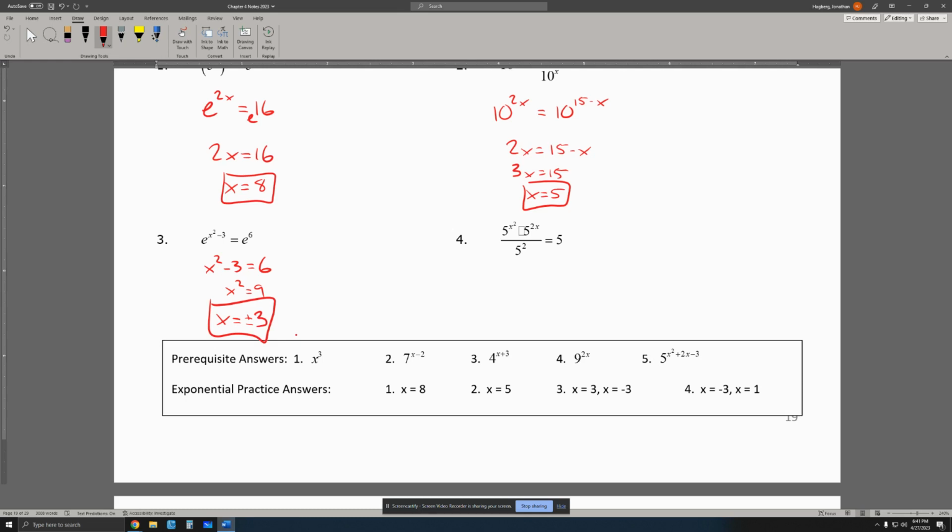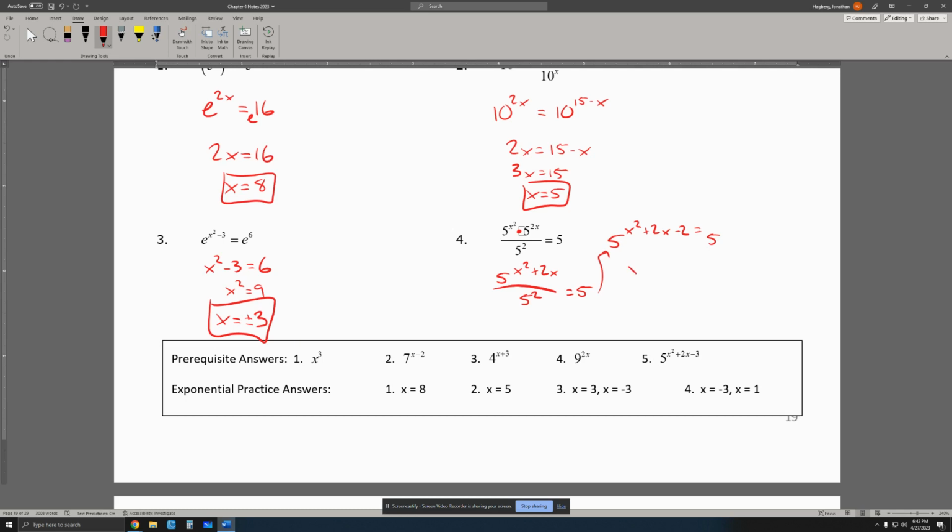And finally, number 4, we're multiplying in the numerator, so we can add those exponents, 5 to the x squared plus 2x, and that's all over 5 squared. On the right-hand side of the equation, it's just 5. Now that we have a common base on the left-hand side in that fraction, we can subtract those powers using the quotient rule. So 5 to the x squared plus 2x minus 2, and that's equal to 5 to the first power. If there's nothing written, you can assume that power is 1.